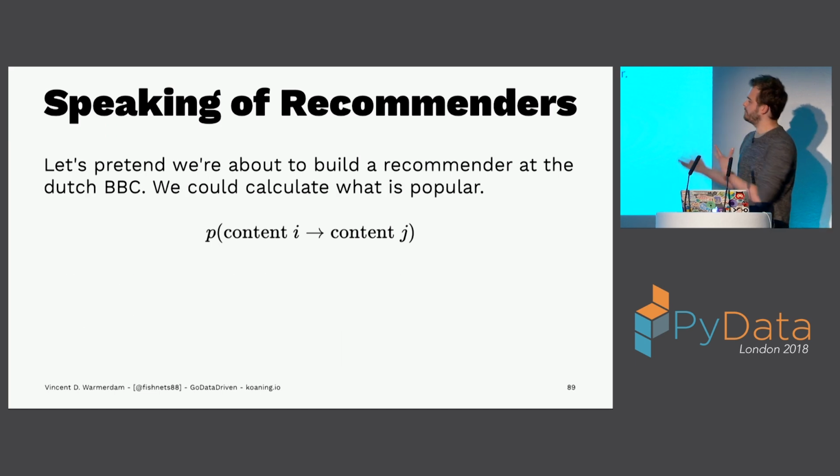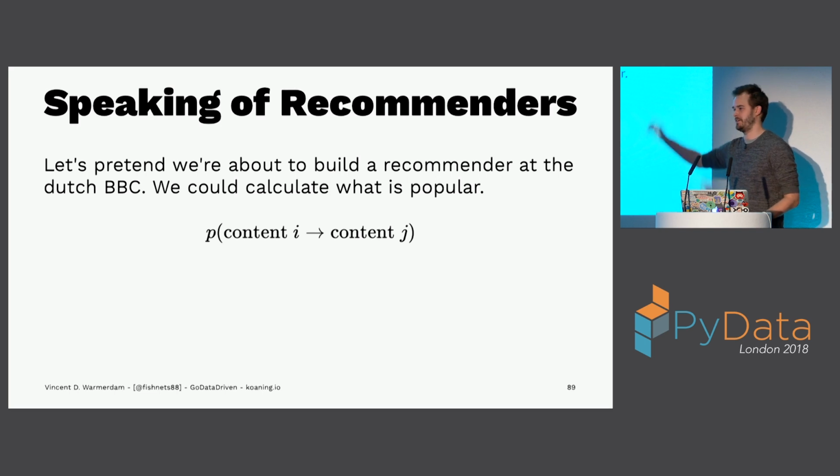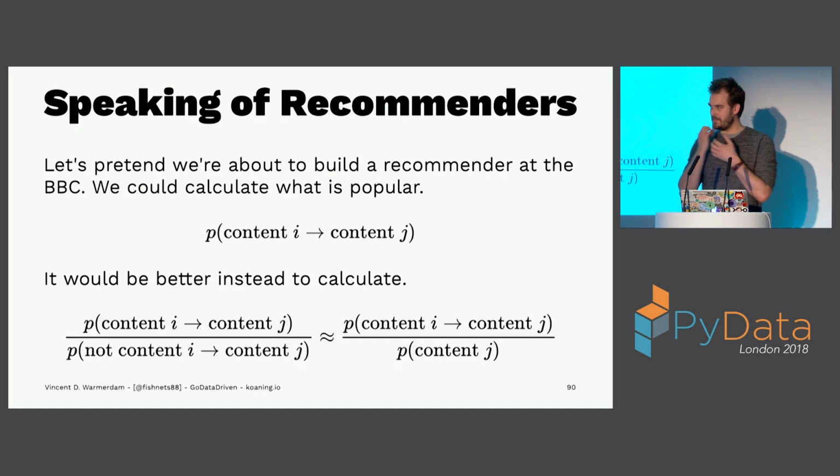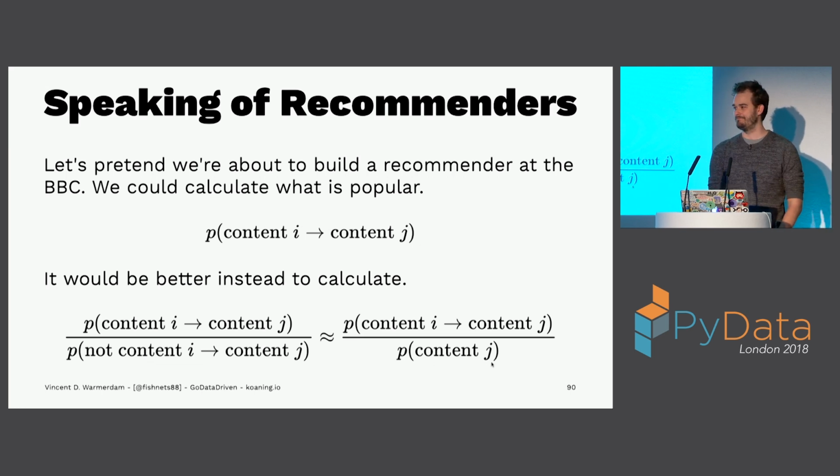The problem with this algorithm, this can already be an algorithm, right? But the problem with this is everyone is probably going to be watching the news. So no matter what you watch, I'm always going to be recommending you the news if I use this algorithm. So just as a mental counterbalance, some sort of accounting, how about I divide this by the probability that you're going to watch that content anyway?